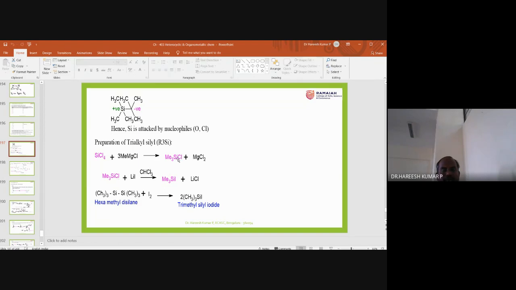So the obtained silyl chloride, when it is treated with lithium iodide, so what is happening here? Iodide is exchanged. That means iodide will go and form a bond with the silyl. Chlorine will go and form a bond with lithium.